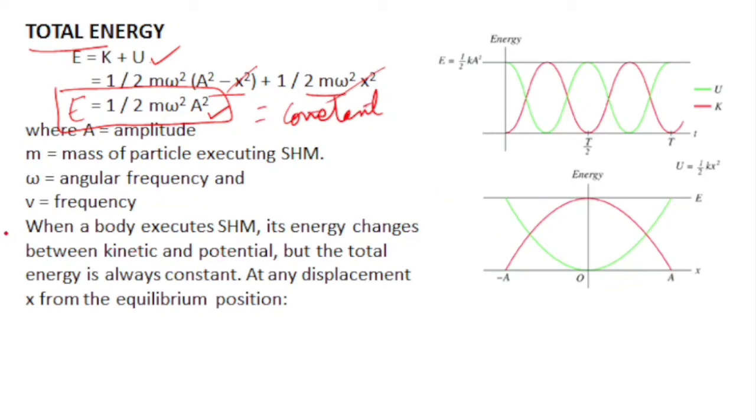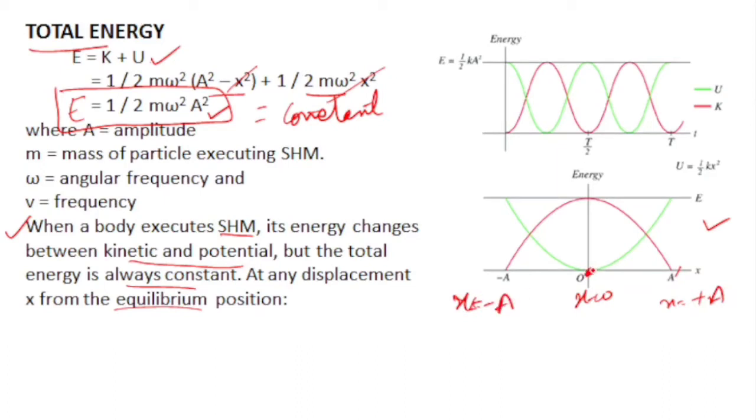So you can write in one line: when a body executes simple harmonic motion, its energy changes between kinetic and potential, but the total energy is always constant at any displacement from the equilibrium position. This is the energy graph with displacement. This is the mean position, x equal to 0, this one is extreme position x equal to plus a, and this one is left extreme position x equal to minus a.